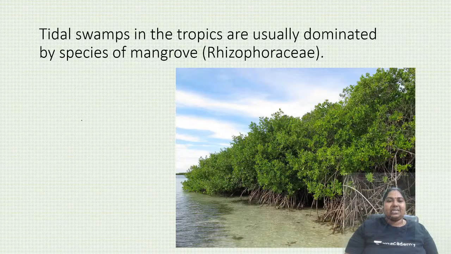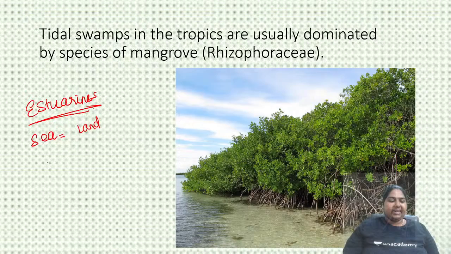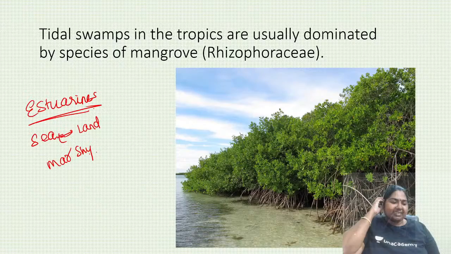So what about our country? We have this estuarine. What is an estuary? The estuarine is the region where the sea meets the land. It is highly marshy, very, very marshy. So there you will not find many species. It is dominated by one variety.